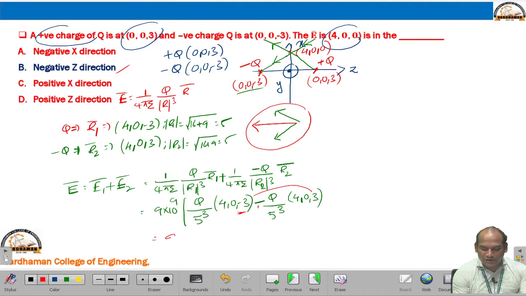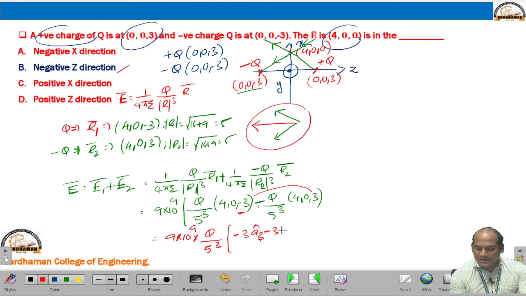So, it is equal to 9 into 10 power 9, and in these two now I can take common q by 5 cube is also common, and in the first case we have minus 3 az cap, and in the second case we have minus 3 az cap. So, it will be minus 6 az cap, you can solve this one. Okay. And if they have given the q value, we will have some exact value of the E bar. So, in this manner we can solve.